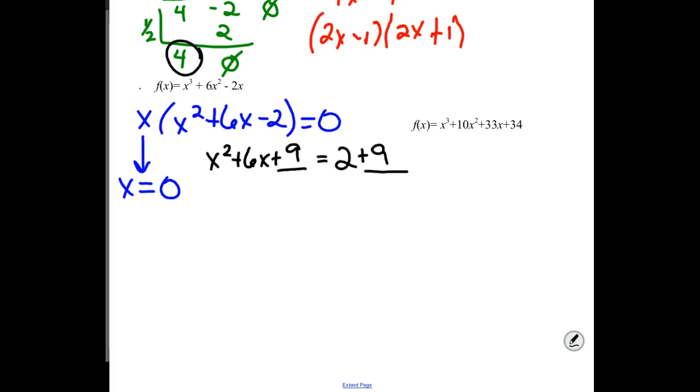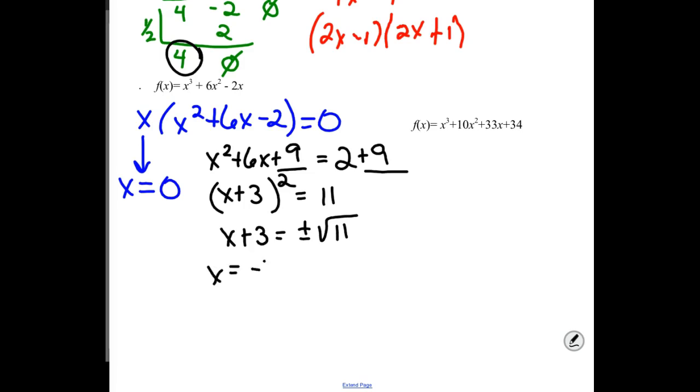All right? The left side now is a perfect square trinomial that will factor into 2 identical things. What does it factor down into? Good. On the other side, 2 plus 9 would be 11. To solve for x, I need to get rid of that square, so I'm going to square root both sides. And then I'm going to subtract the 3 over. Now, I am getting 2 solutions, correct? Negative 3 plus root 11 and negative 3 minus root 11.